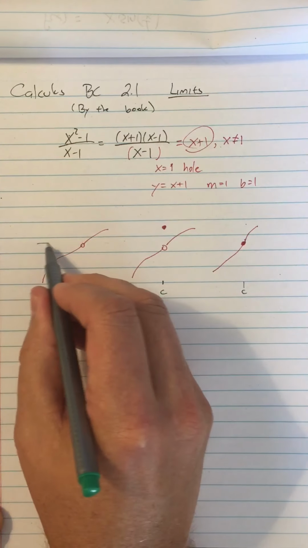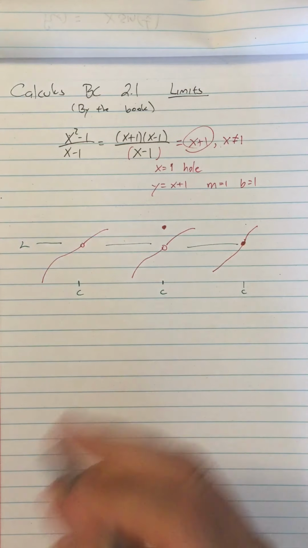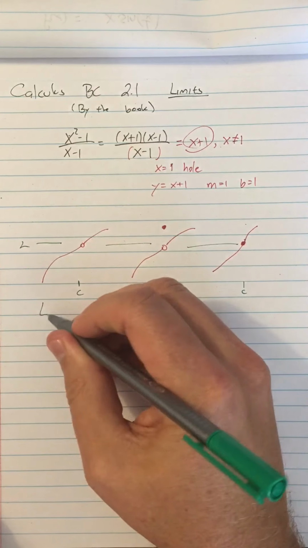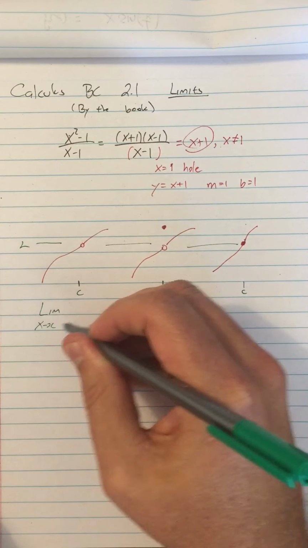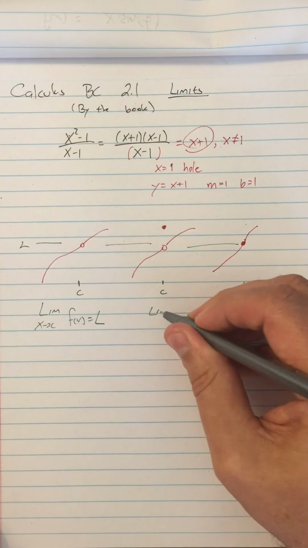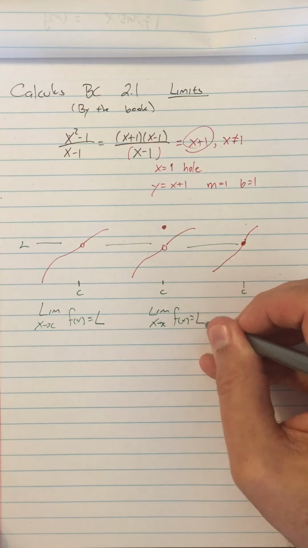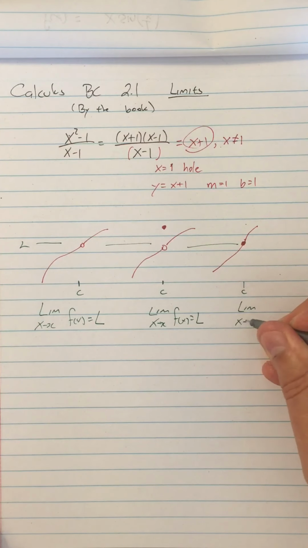And let's say this is L in each case. All right, so in this case, we say the limit as x approaches c of f of x equals L. This is true in all three cases. The limit as x approaches c of f of x is L.